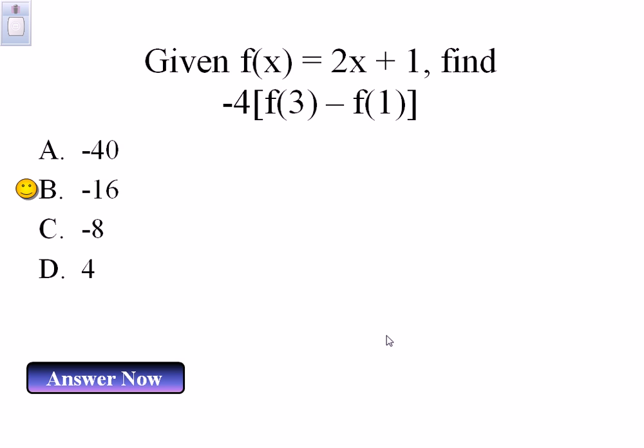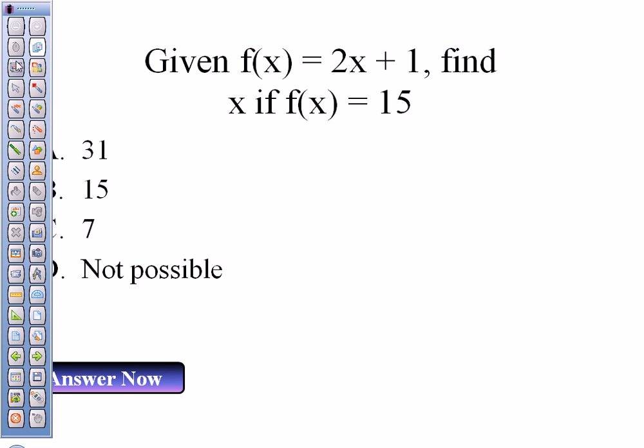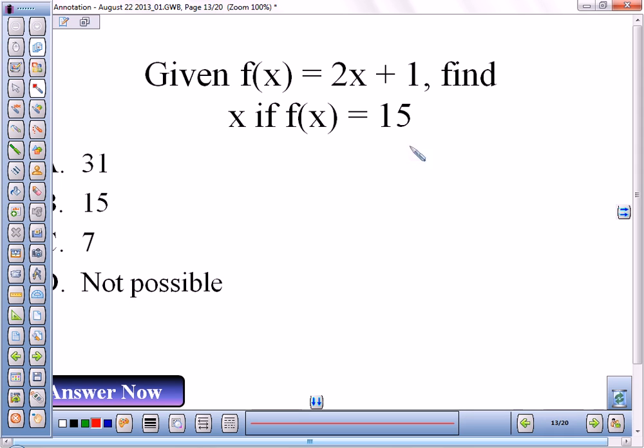Now, this one's interesting. Given f of x equals 2x plus 1, find x if f of x is 15. So what did they give me this time? They gave me the value of the function. You just got to read. What did they give me? This time they gave me the value of the function. So I know the function, f of x, is 15.